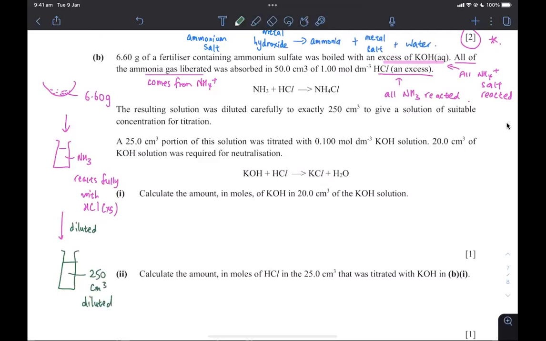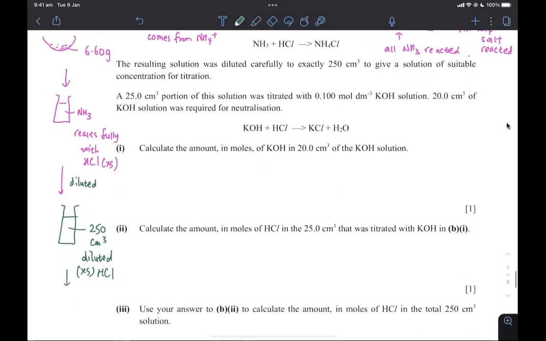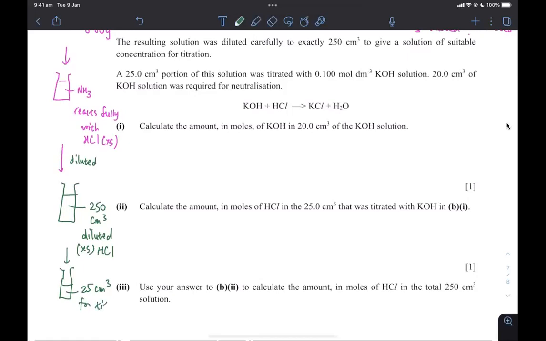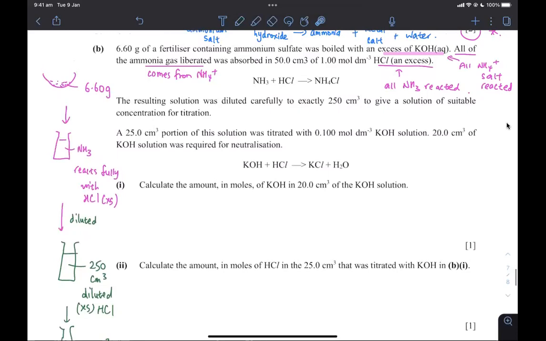diluted excess HCl. Here you only have 50 cm cube. Well, actually not 50 cm cube, I just leave it there. And from here, you only take out 25 cm cube for titration. So I know my diagram probably doesn't make much sense at the moment, but let me just run you through the process. The solid reacted fully, giving you ammonia.